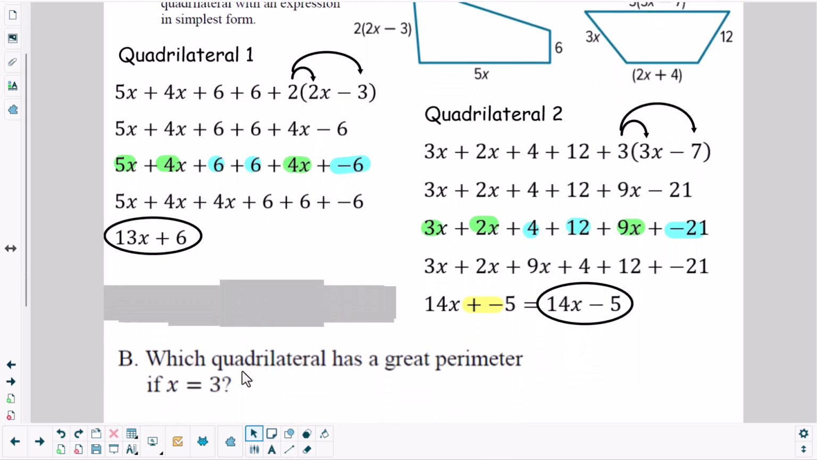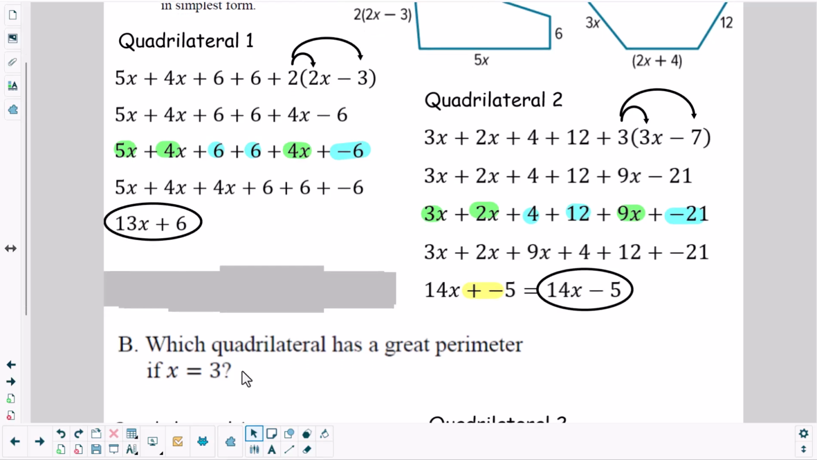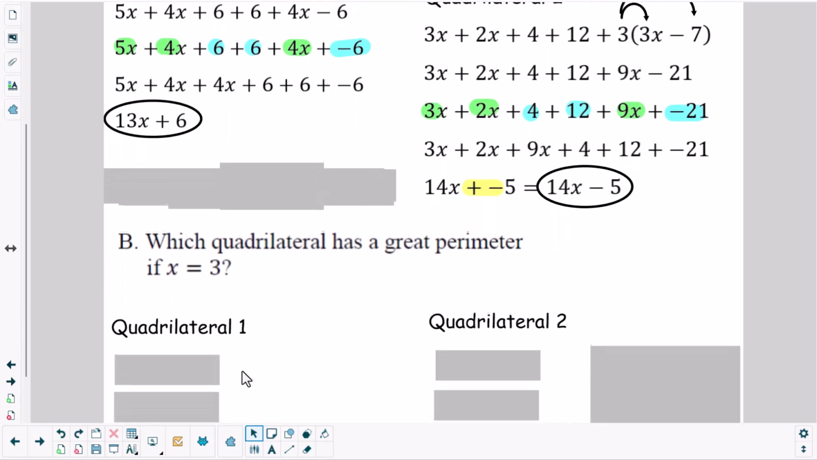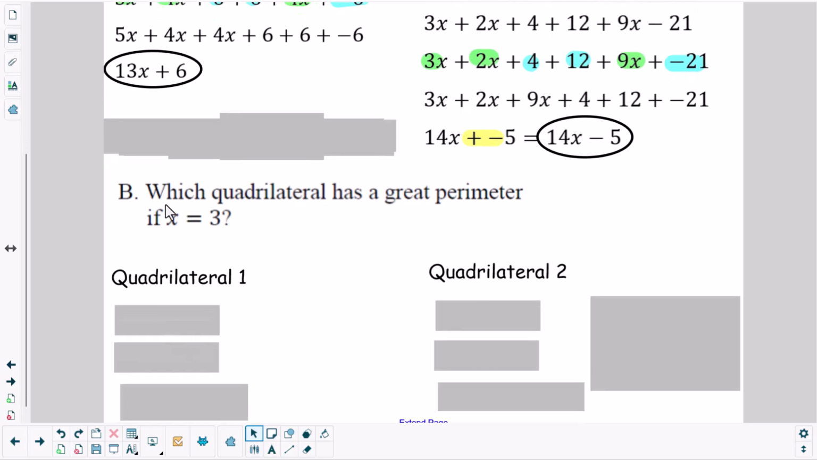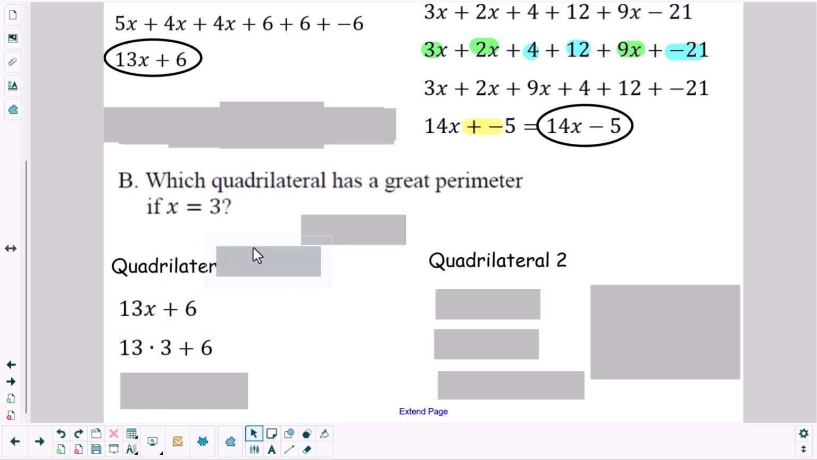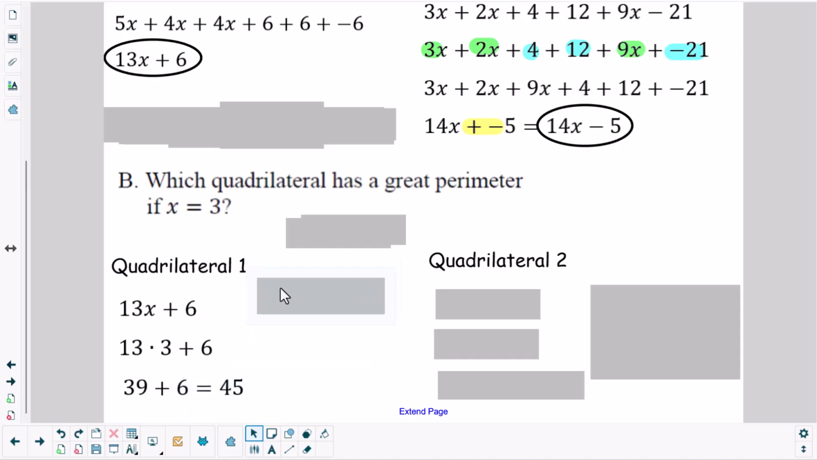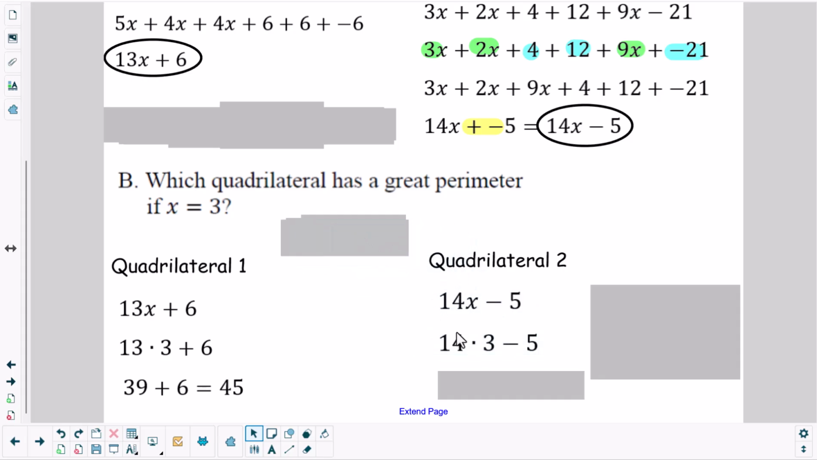Now we're comparing the perimeter of those two quadrilaterals when x equals 3. So let's replace x with 3 in each of those expressions. So for quadrilateral 1, we have 13x plus 6. That's going to be 13 times 3 plus 6. 13 times 3 is 39, and 39 plus 6 gives us a perimeter of 45. For quadrilateral 2, our expression was 14x minus 5. Replace x with 3, so we do 14 times 3 minus 5. 14 times 3 is 42, and 42 minus 5 gets us a perimeter of 37.